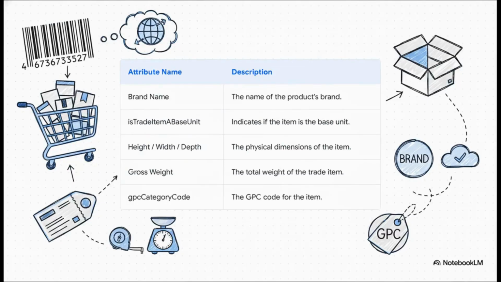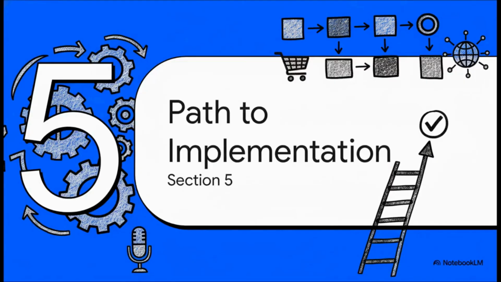And all of these identifiers are attached to attributes. This is the actual data payload. This is the stuff your partners really care about. The brand name, the height, width, and depth for logistics, the gross weight for shipping, and that GPC code we just talked about. These are just a few of the core pieces of information that make up a complete, high-quality product record.